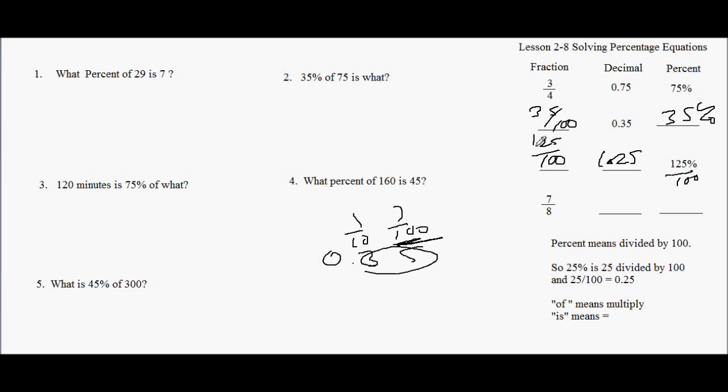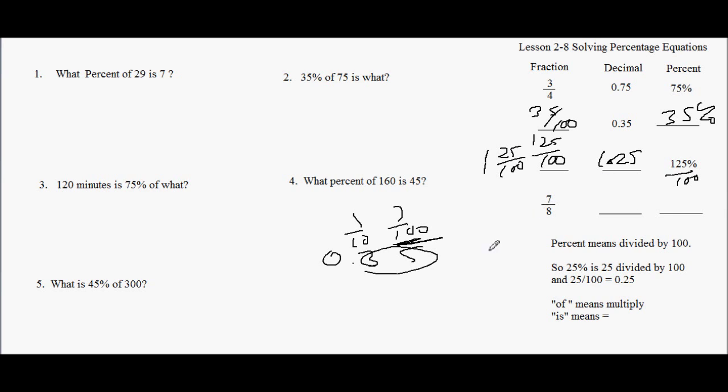Well, if you want to make a mixed fraction out of it, 100 goes into 125 once with 25 remainder. So you could say 1 and 25 hundredths, or 125 hundredths.